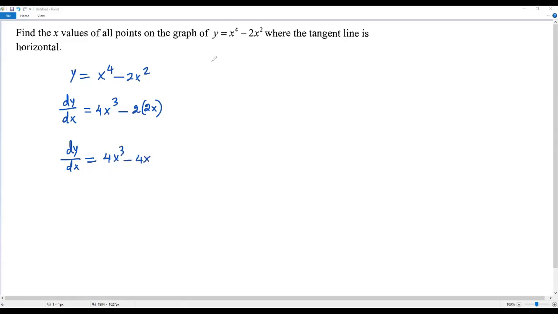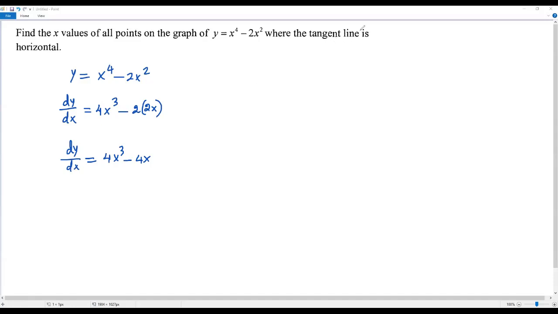Okay, now I got dy over dx from the given function. Actually, this dy over dx represents the slope of the tangent line. But we have to find the x values of all points where the tangent line is horizontal. If the tangent line is horizontal, then the slope has to be 0. Not only for a tangent line, for any line which is horizontal, the slope will be 0.